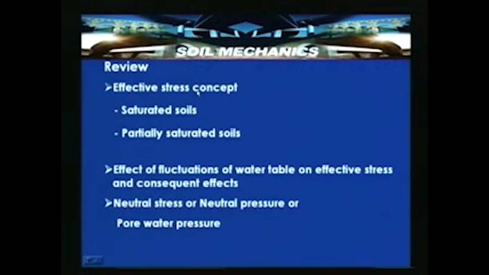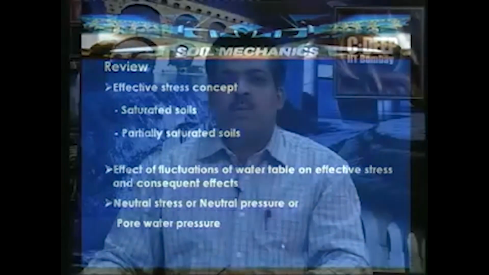In the previous class, as you all know, we discussed the effective stress concept for saturated soils and partially saturated soils, the effect of fluctuations of water table on effective stress and the consequent effects. We also understood the difference between neutral stress, neutral pressure and pore water pressure, why the effective stress is called effective, and why it is very important in geotechnical engineering. As you all know, at the beginning of the effective stress concept, we defined the groundwater table. So, let us look at the definition of groundwater table once again.